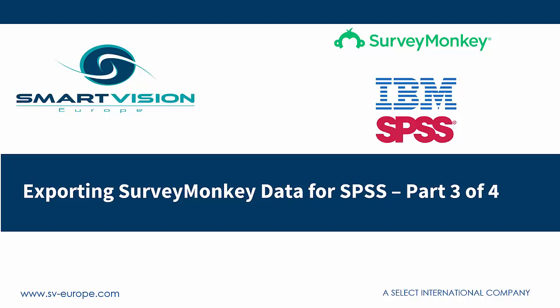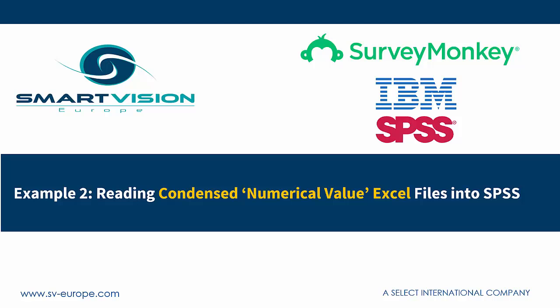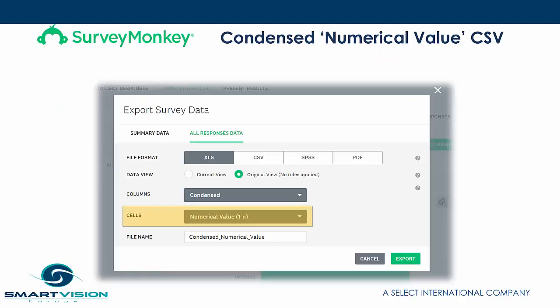In part 3 of exporting SurveyMonkey data for analysis in SPSS, we're going to be looking at an example where we're going to export an Excel file, but where the values within the file are going to be expressed as numerical values. So this is what the export survey data dialog would look like. You can see that unlike the previous one, in the sales area, we're using numerical values. We're still sticking to XLS and we're still using a condensed format. Let's take a look at what type of file that creates.